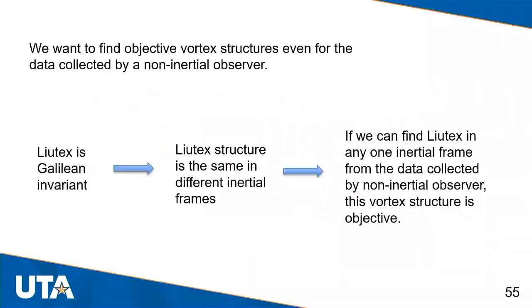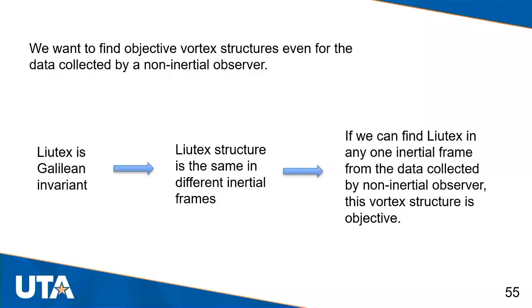So we want to find objective vortex structures, even for the data collected by an observer whose motion we do not know. So that's our purpose. We are given the velocity field collected by an observer, and we know very limited information about the observer. We don't know how the observer is moving, and we still want to find the objective vortex structure.